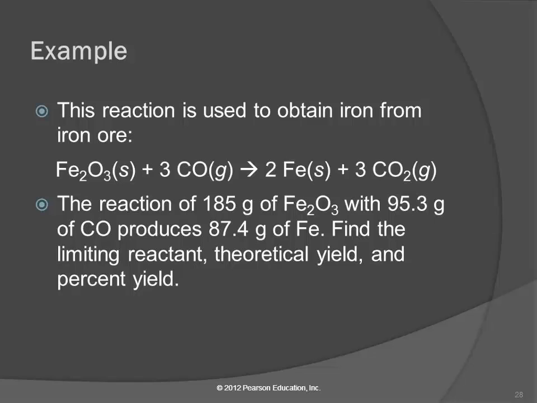Let's take these numbers and sort them out. We'll use the balanced chemical equation to help us organize this information. So 185 grams of the iron oxide, we're going to write that underneath the formula. And 95.3 grams of carbon monoxide, and 87.4 grams of iron.